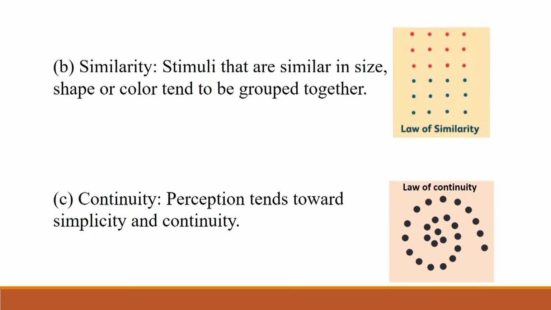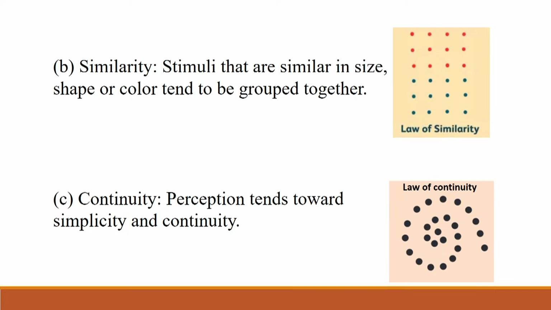So I am telling here that you might also notice that there are two different groups, the first one consisting of the red dots and the second one of blue dots. Then we talk of continuity. Continuity basically refers to the perception that tends towards simplicity and continuity.